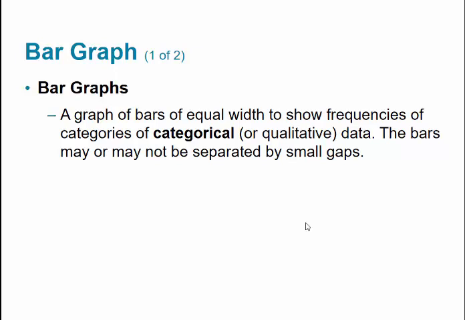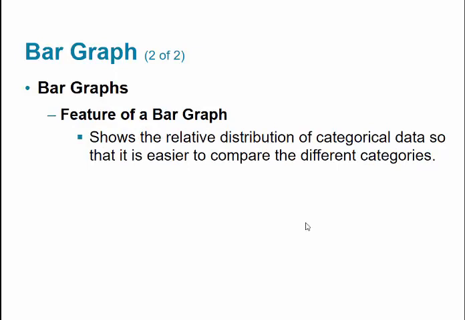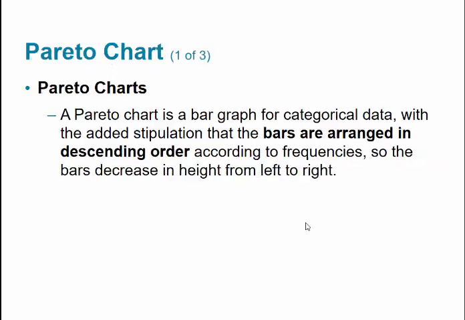Now it says here the bars may or may not be separated by small gaps. If it's not separated, it's not a bar graph. So we will always create bar graphs with some separation. Some of the features: it shows the relative distribution of qualitative data, so it's easy to compare the different categories.